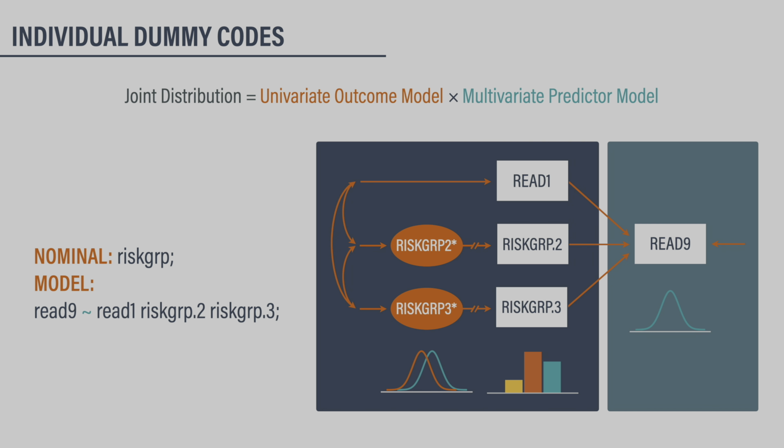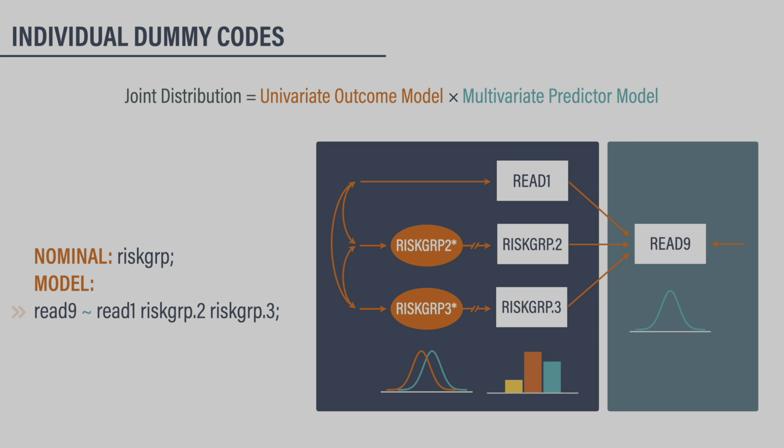Internally, Blimp identifies dummy codes by appending a dot and a numeric value to the end of the nominal variable's name. In this example, the dummy codes represent comparisons of group 2 and group 3 to the reference group, which is coded 1. You could reference these code variables by listing riskgroup.2 and riskgroup.3 on the model line like I show here. These are the same variable names that appear on the output.